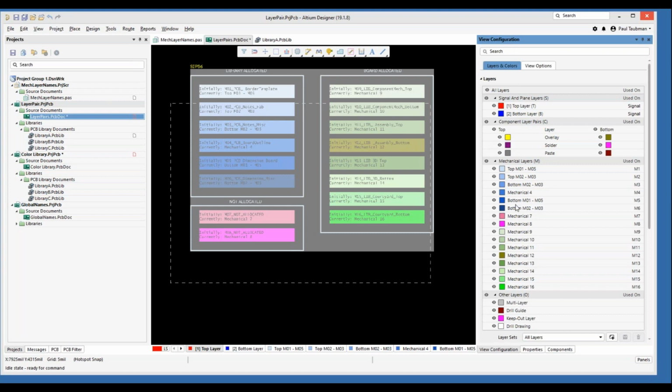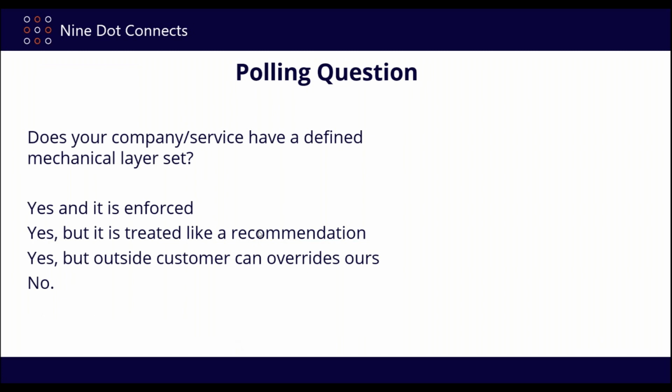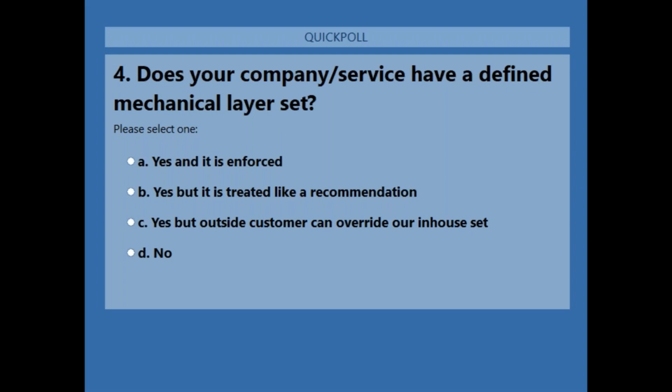I am going to bring back my PowerPoint here, because I'm going to ask you a polling question. Let's go from the current slide and jump into this. We're going to go into another question here, and that's going to lead us into our discussion about what we've made changes to in our recommended mechanical list. So does your company or service have a defined mechanical layer set? Is it yes and it's enforced, or yes but it's a nice recommendation as far as most of the engineers or designers are concerned, or yes but our outside customers override us, or no, you simply don't have one?